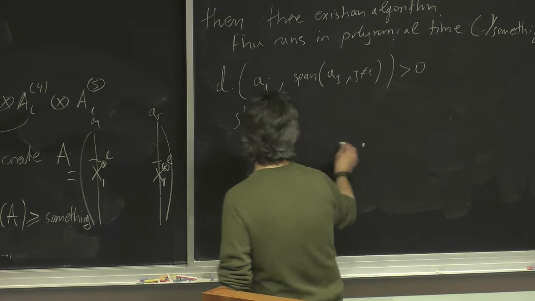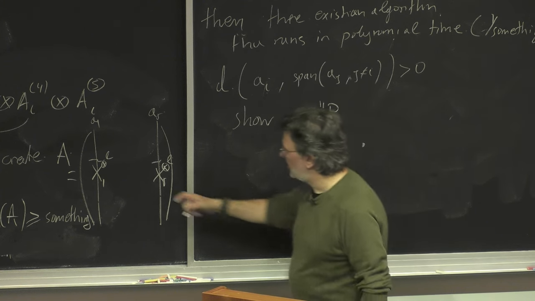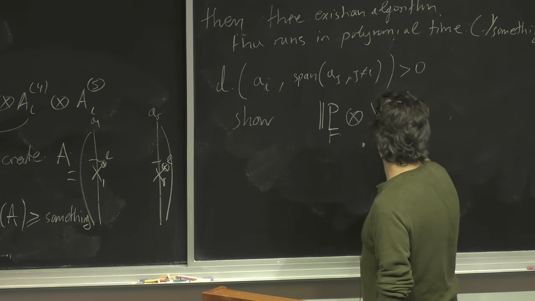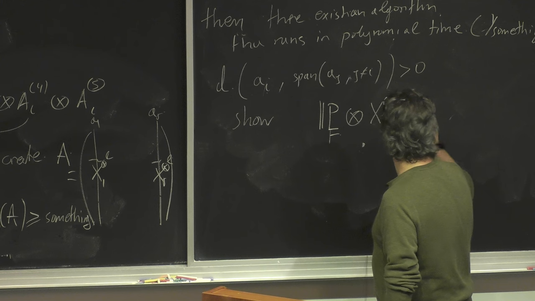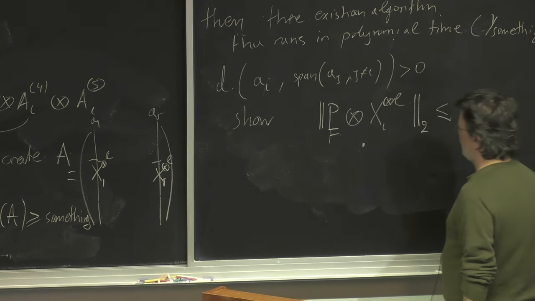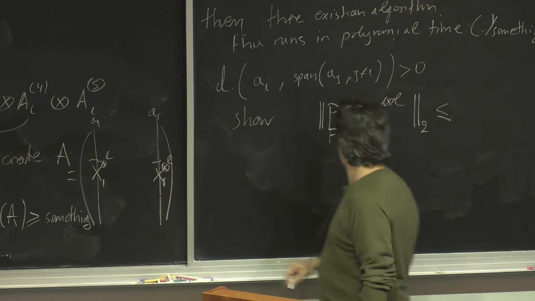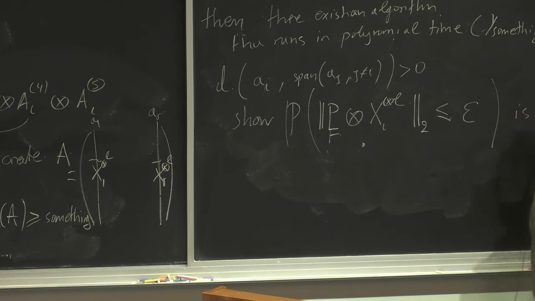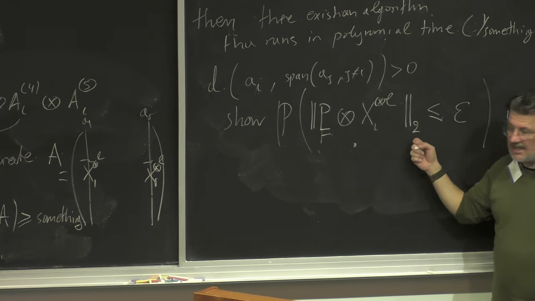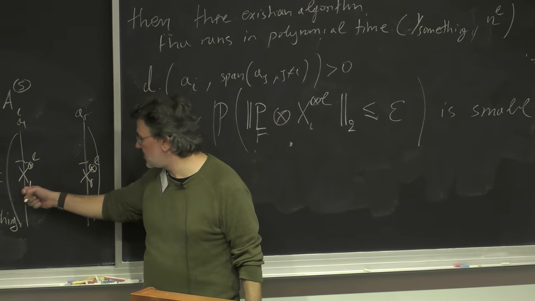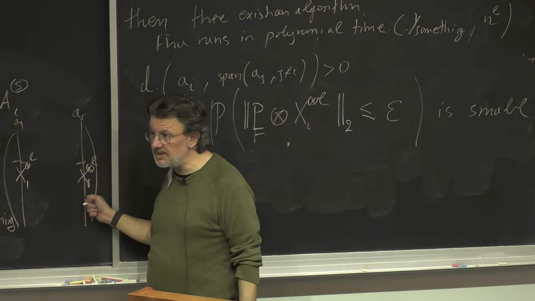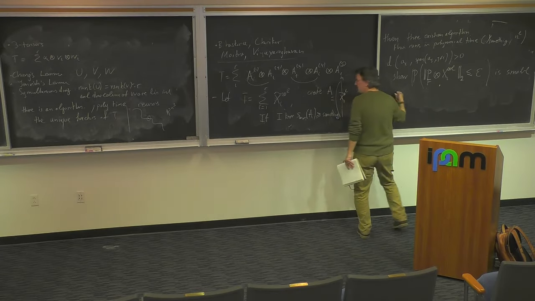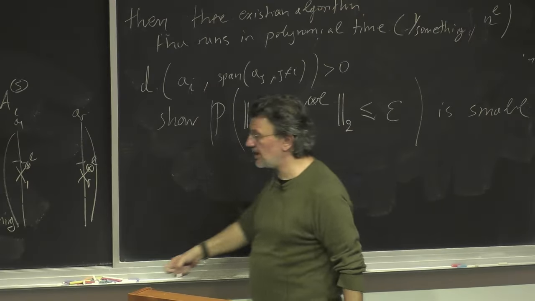I need to show that the probability that the projection of my random tensor on a subspace, where this subspace is the perp of the rest, is small. If I prove that, then I will show that this one is far away from the span of the rest, because they're independent, if my nodes are independent. And then if I do it for all of them, there is a method to arrive at the smallest singular value.